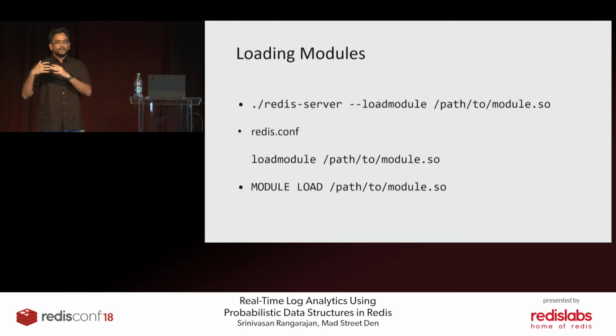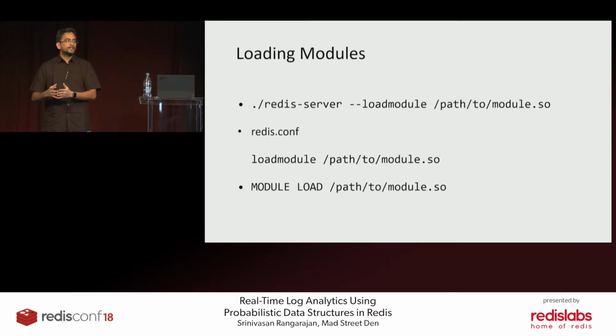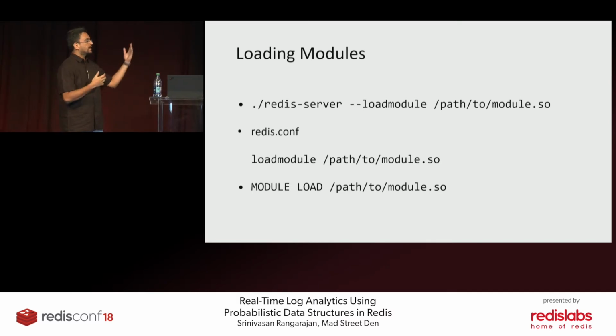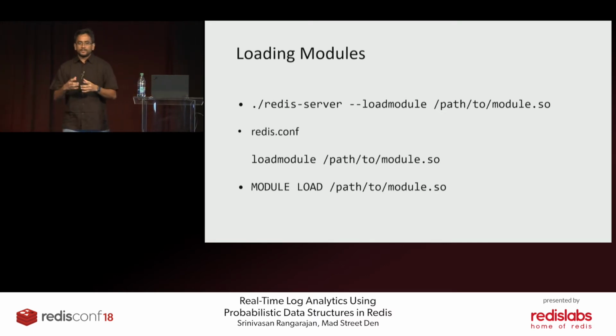So basically, you go to the GitHub page of the module, you compile it, create a module.so file, and there are 3 ways where you can load it. So while you're starting your Redis server, you pass the load module option and pass the path name, or you use your loadmodule directive in your redis.conf file, or the other way is to dynamically load your module during runtime. So these are the 3 ways that you can load. So what modules do is they add extra commands to your Redis server.